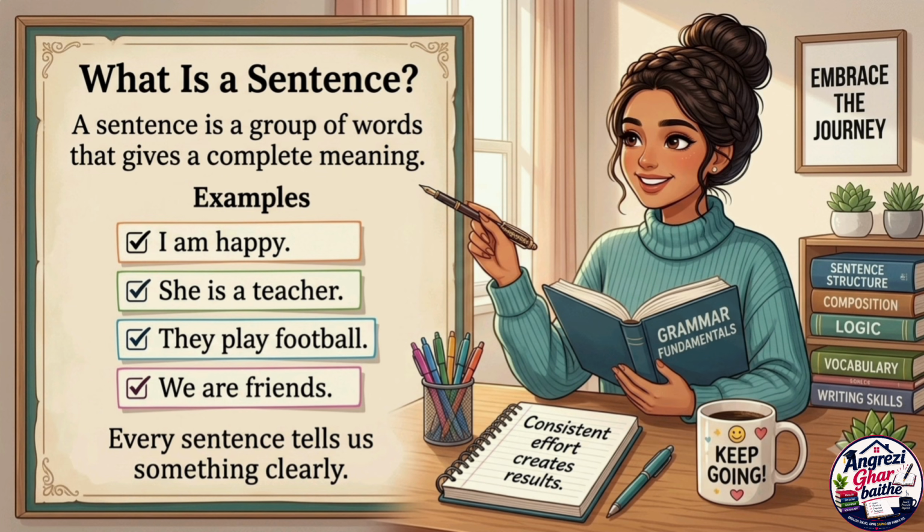What is a sentence? A sentence is a group of words that gives a complete meaning. Examples: I am happy. She is a teacher. They play football. We are friends. Every sentence tells us something clearly.